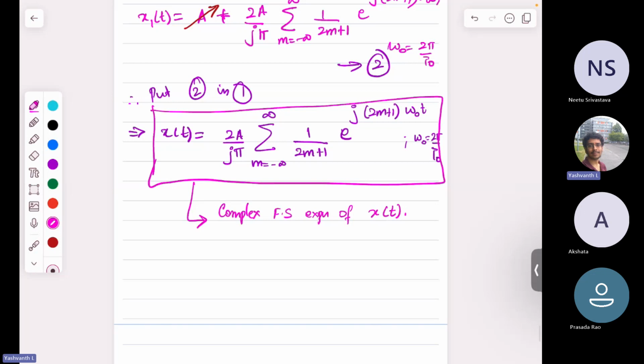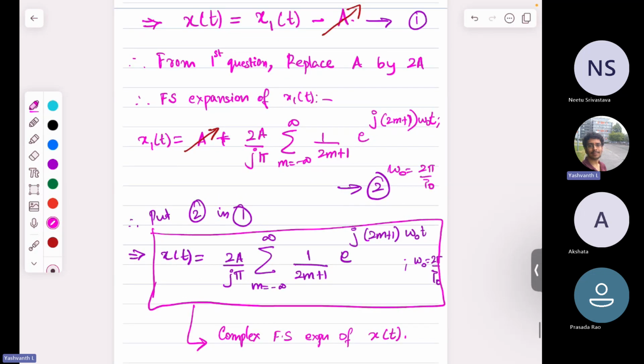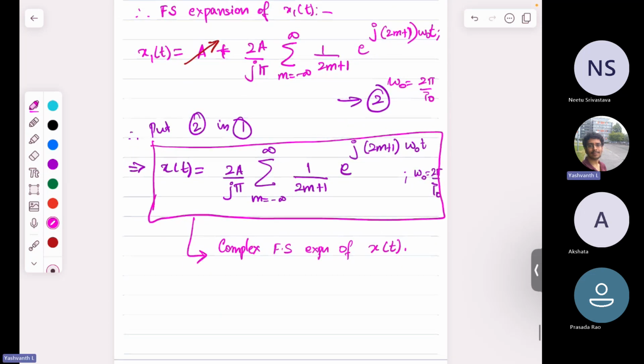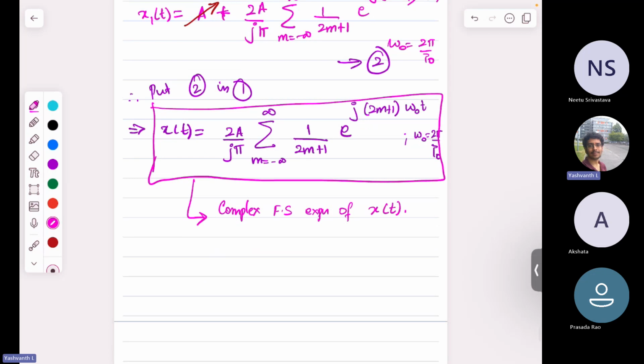Again, what you need to do is go back to the trigonometric Fourier series of your first problem, replace a by 2a, and then subtract a from it. That will become the trigonometric Fourier series expansion of the current problem x of t. Maybe I'll just give the final expression. You can check it up.